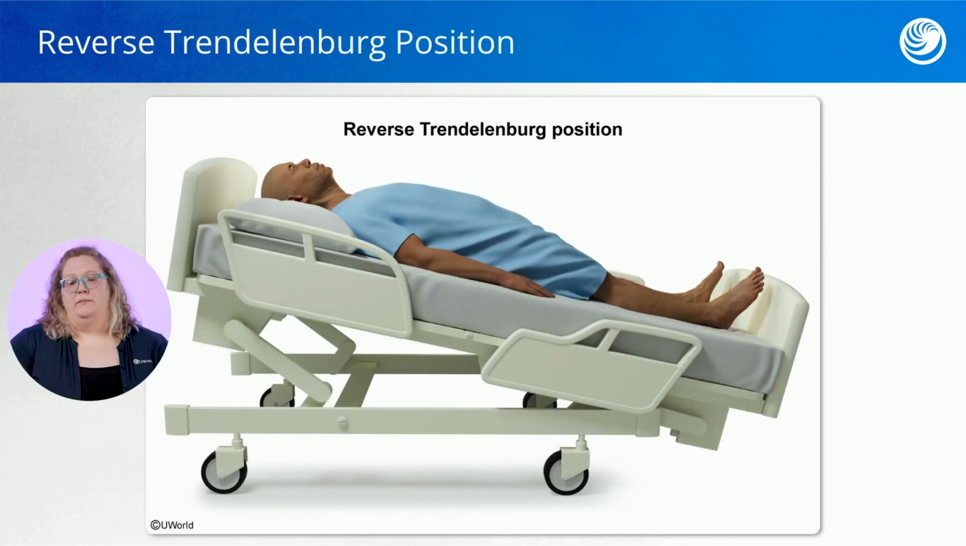The reverse Trendelenburg position, pretty obviously, is the same as the previous one, but we're tilting in the opposite direction. At first, you kind of are reminded of the Fowler's position because the feet are lower than the head. But the difference is that the Fowler position involves the mattress itself bending to sit the patient upwards, whereas in the reverse Trendelenburg position, the patient is flat, but the entire bed is tilting.